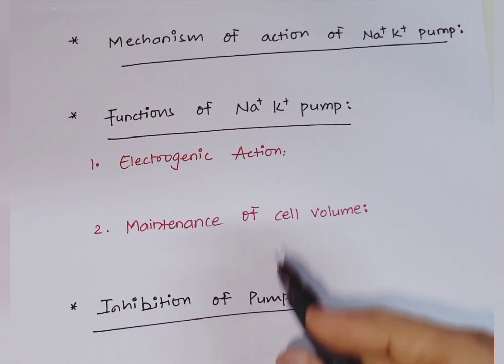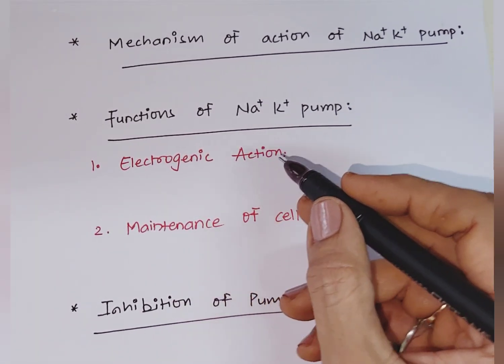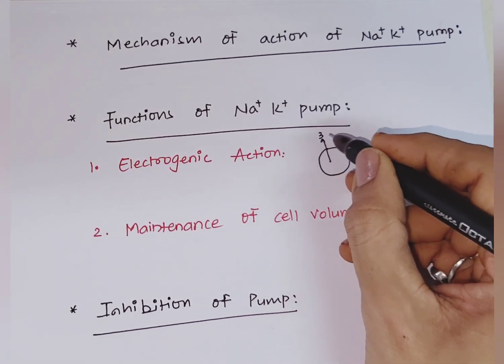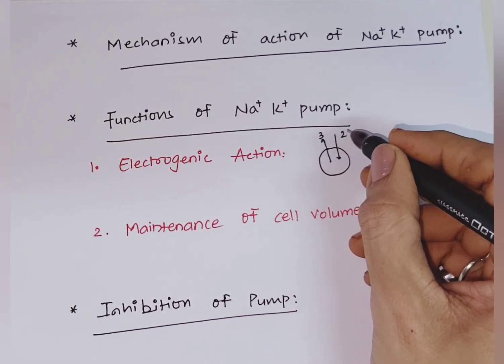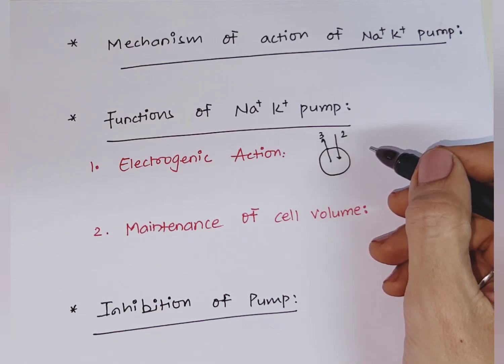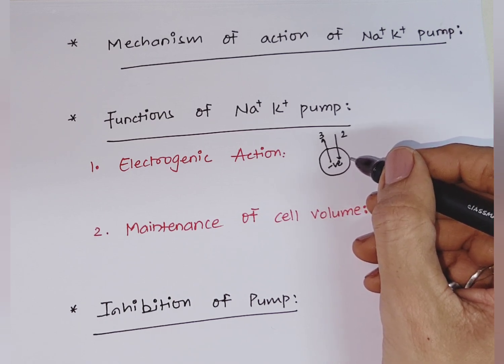What are the functions of this pump? One is the electrogenic activity of the pump. Why electrogenic? Because this pump causes movement of 3 positive charges outside and 2 positive charges inside. So 1 positive charge moves outside. So the cell membrane remains negative inside because of this activity of the pump.